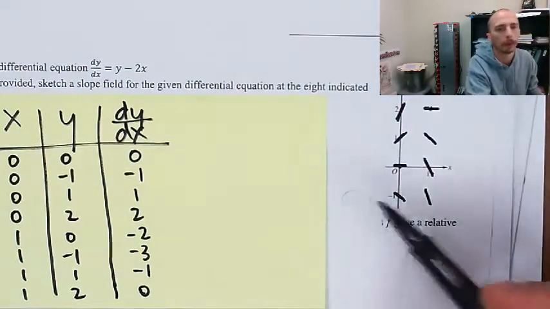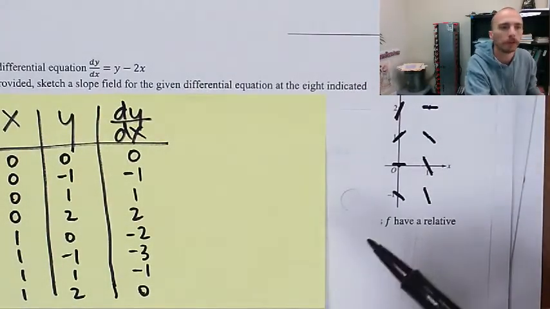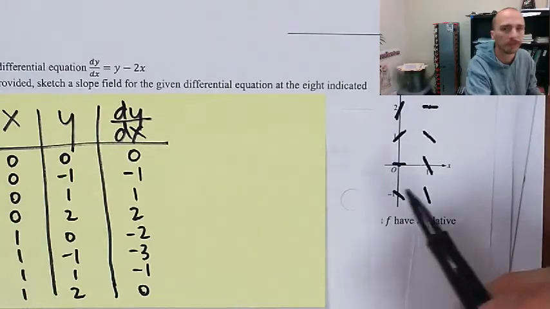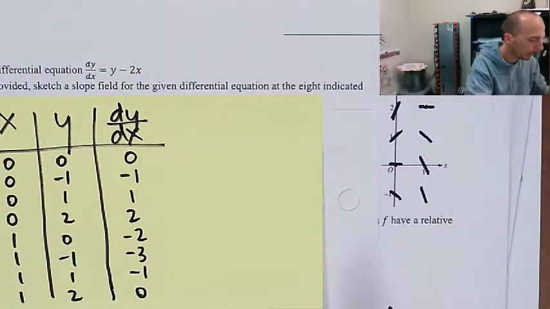This is probably the most typical of the slope field problems that you would see on a free response section in an AP exam. It's just like, here's a little bit, give me a little bit of the slope field.